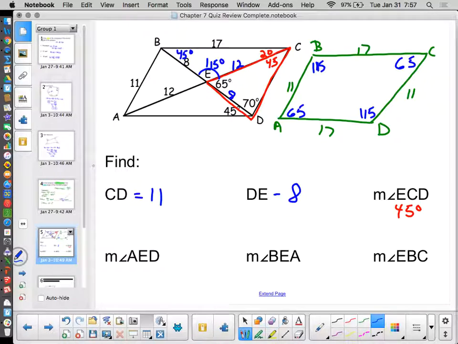AED, AED. Oh, that's vertical to this one, so it has to be 115. BEA, BEA. Oh, it's vertical to this one, so it has to be 65. And EBC, EB. Oh, we got that already. 45.